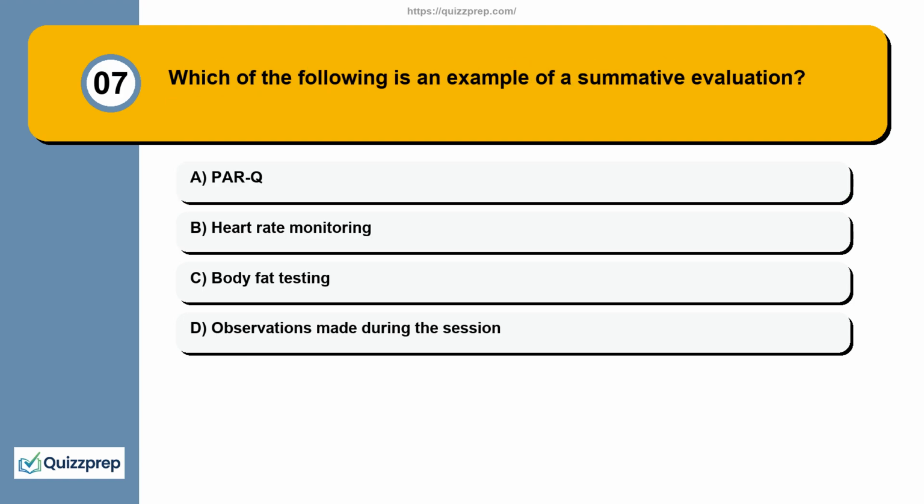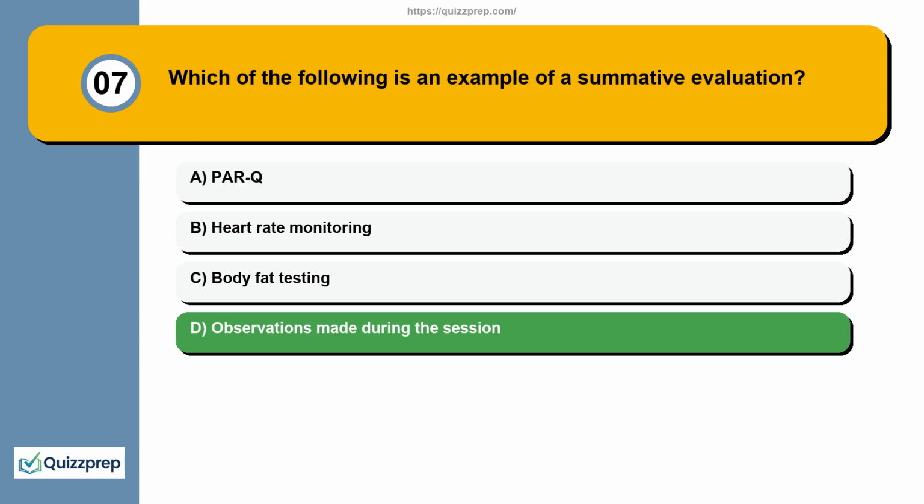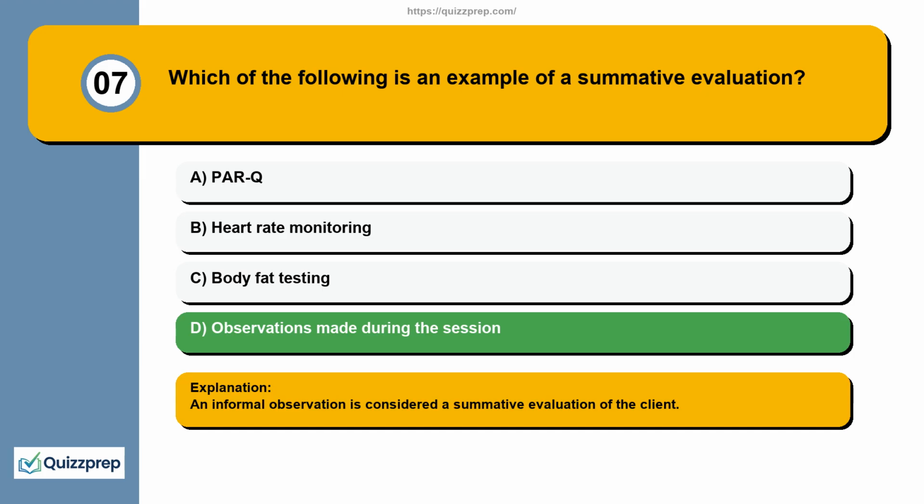Question 7. Which of the following is an example of a summative evaluation? PAR-Q, heart rate monitoring, body fat testing, observations made during the session. An informal observation is considered a summative evaluation of the client.